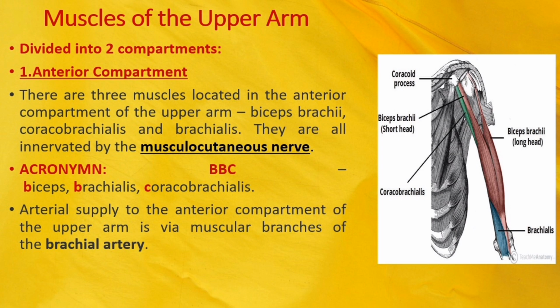and actions. Anterior compartment. There are 3 muscles located in the anterior compartment of the upper arm: biceps brachii, coracobrachialis, and brachialis. They are all innervated by the musculocutaneous nerve. A good memory aid for this is BBC: biceps, brachialis, coracobrachialis. Arterial supply to the anterior compartment of the upper arm is via muscular branches of the brachial artery.